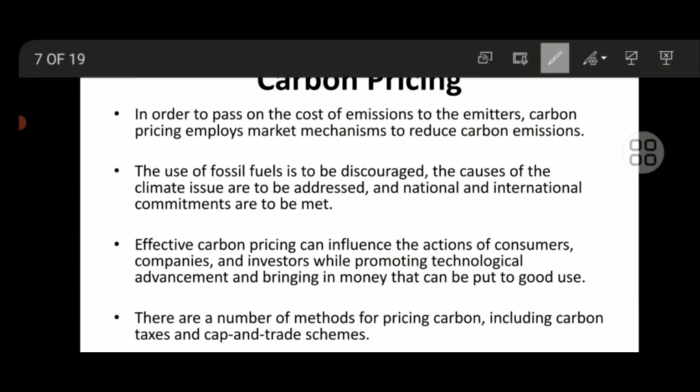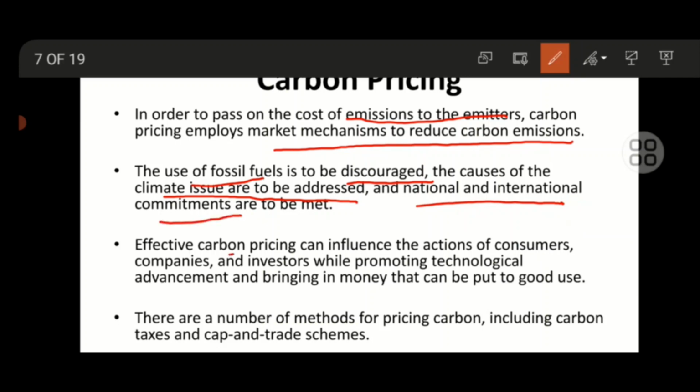Carbon pricing is meant to pass on the cost of emission to the emitters. Carbon pricing employs market mechanisms to reduce carbon emission. The use of fossil fuel is to be discouraged. The causes of the climate issue are to be addressed. National and international commitments are to be made.